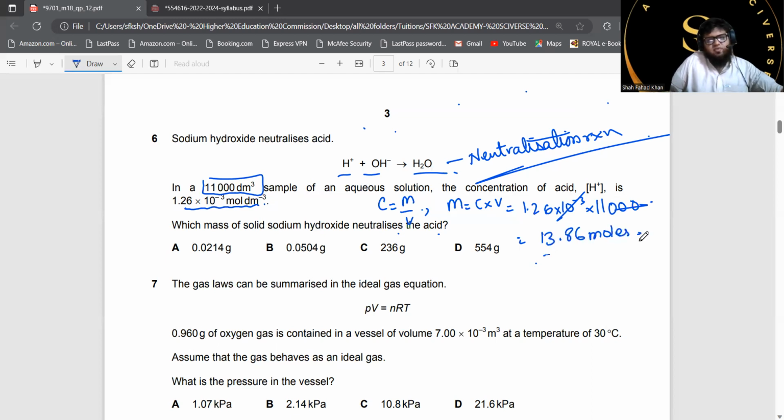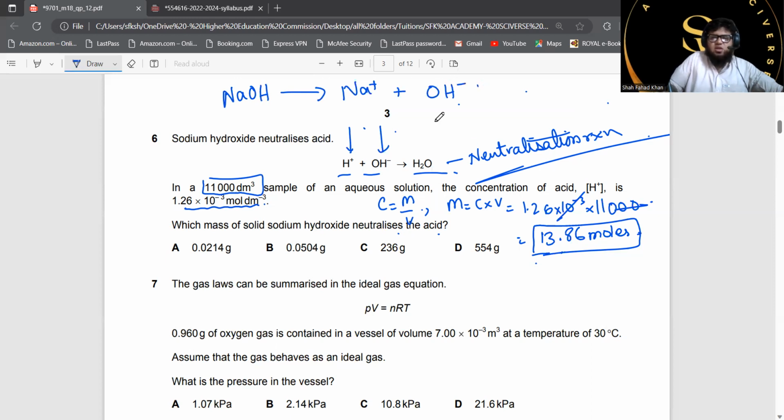Now we've got the moles of H positive ions. Let's calculate the moles of OH negative ions. Because the mole ratio is 1:1, therefore OH negative ions will also have the exact same number of moles. What about sodium hydroxide? Well, each mole of sodium hydroxide contains 1 mole of sodium and 1 mole of hydroxide ions, correct? So the ratio is still 1:1. So the moles of OH negative ions is the same as the moles of NaOH. So these are also the moles of NaOH. Now you have the moles of NaOH as well.